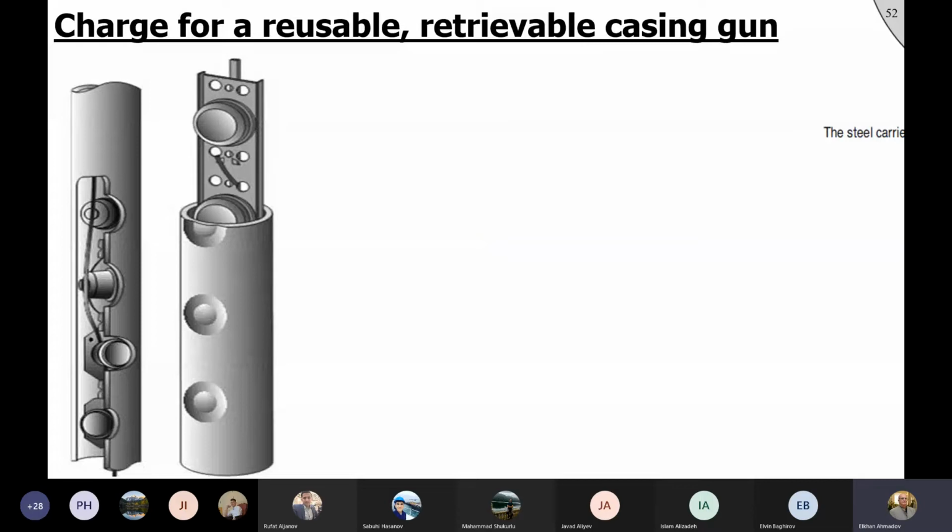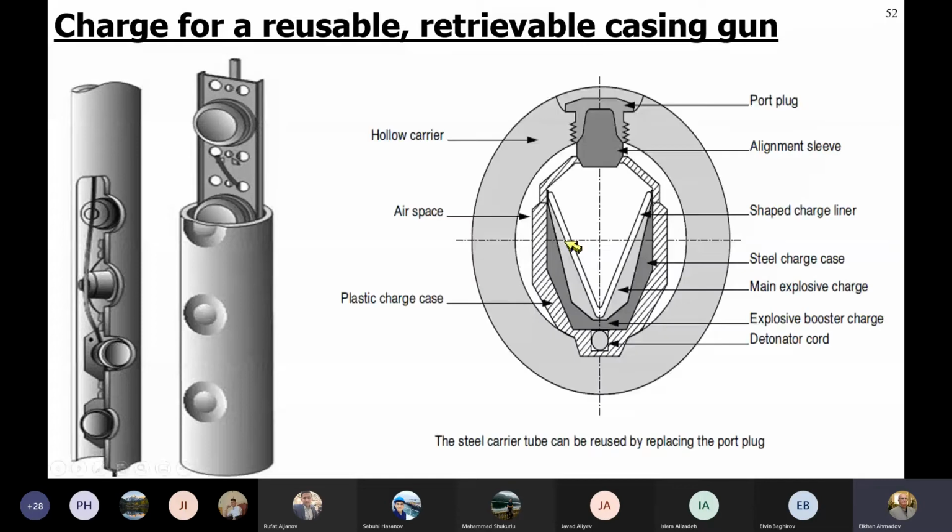So this is the charge for the reusable retrievable casing gun. The charge might be the same, but here you can see the alignment sleeve of the carrier. It is on the charge, and it is the alignment sleeve to fit the charge into this scalloped hole. And this is the port plug. This is the port for the charge, and this is the steel carrier tube.